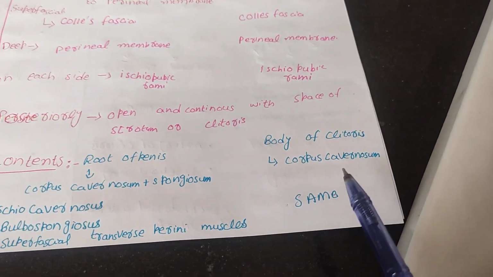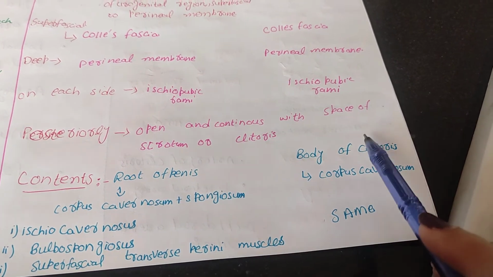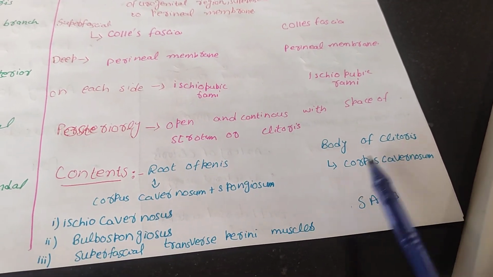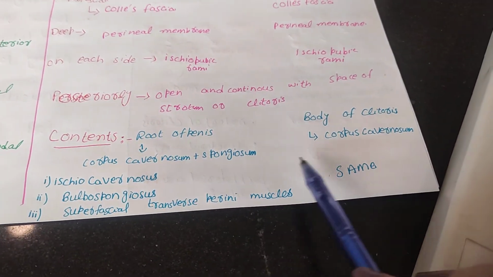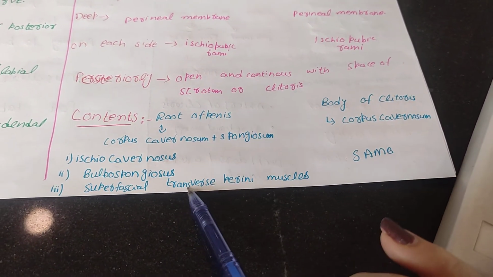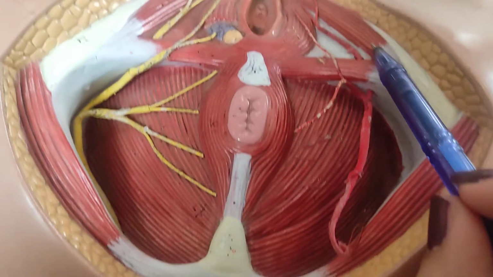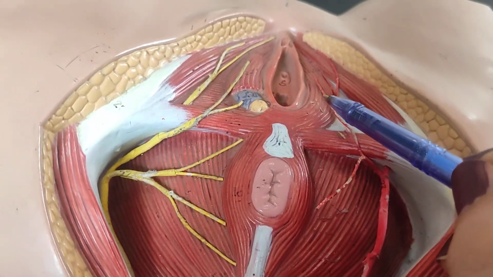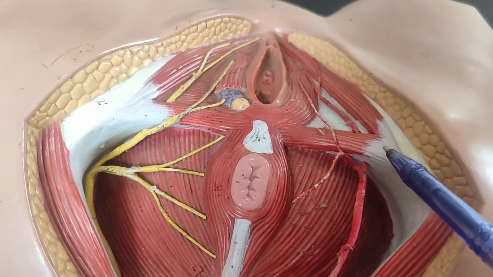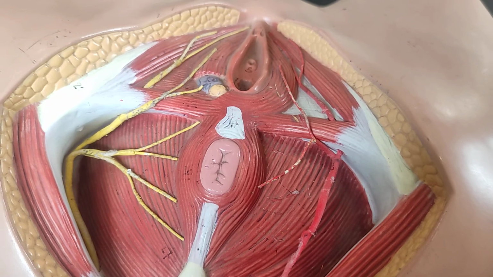And in females, what are going to be the different things? Like here is the root of the penis, females will have the body of the clitoris, and there will be only the corpus cavernosum part, not the spongiosum part. Other than that, the ischiocavernosus, bulbospongiosus, and superficial transverse perineal muscles are parts of the superficial perineal space. You can also see here, this is the superficial transverse perineal muscle, that is the ischiocavernosus, and that is the bulbospongiosus. So these three muscles are the content of the superficial perineal space that is lying above the perineal membrane.